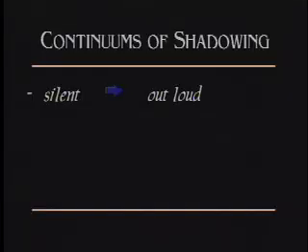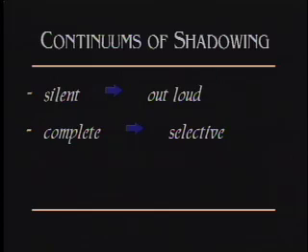Another continuum we talk about is the complete to selective continuum. Basically, in the classroom, we exercise with students to get them to do complete shadowing, shadowing everything that a partner says. However, it's inappropriate to do that outside of class. It would drive partners crazy. And so we do selective shadowing, just a few words that they're saying. This is more like active listening or Rogerian listening.